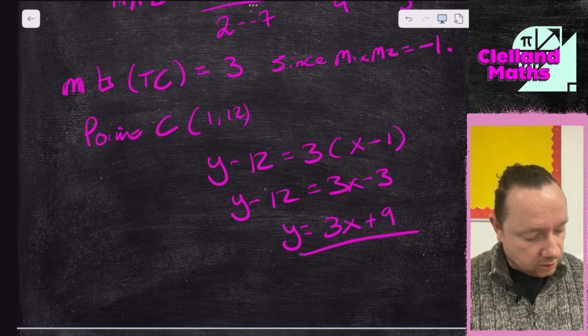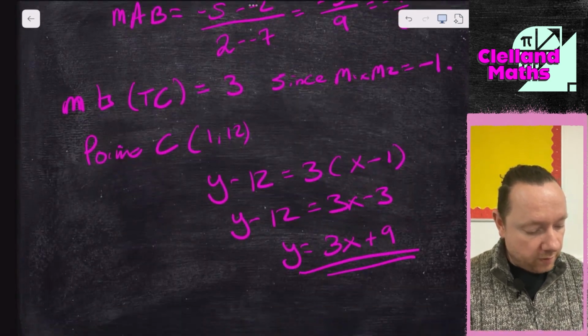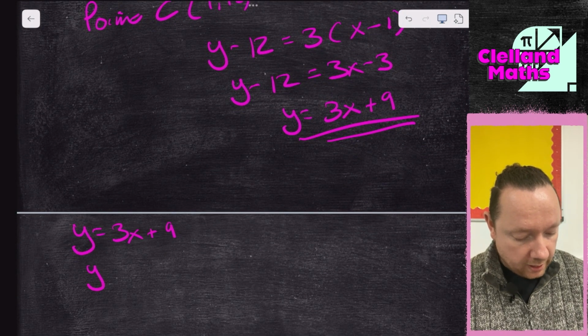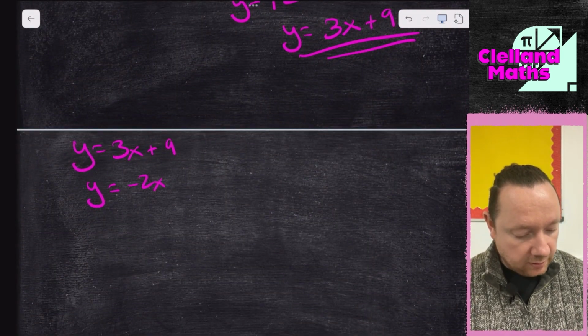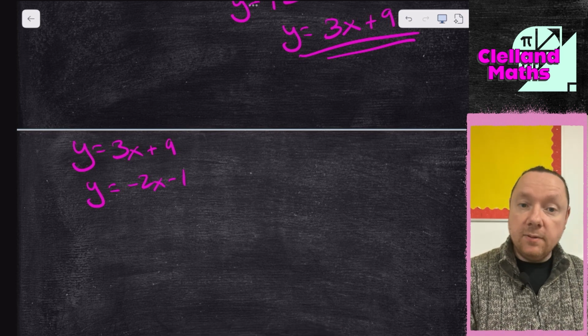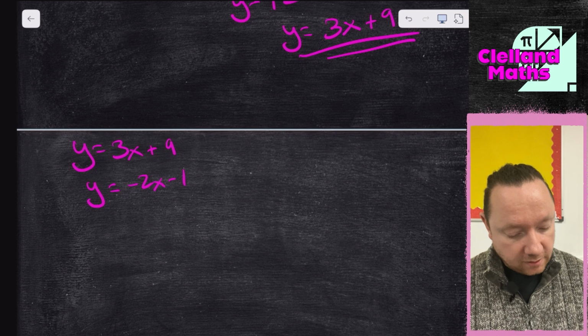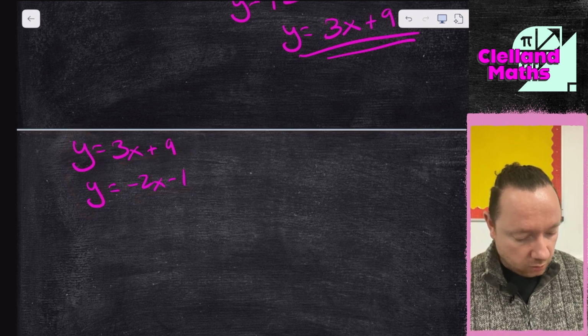So we've now got two equations. There's our altitude and there's our median. Let's write both of them together. We've got y equals 3x plus 9, and we've also got y equals -2x minus 1, and we need to solve them simultaneously. Now you could move all the x's and y's to the same side and do it like National 5, but a nicer, neater way is if they both equal y, then that side equals that side. So that's what I'm going to do.